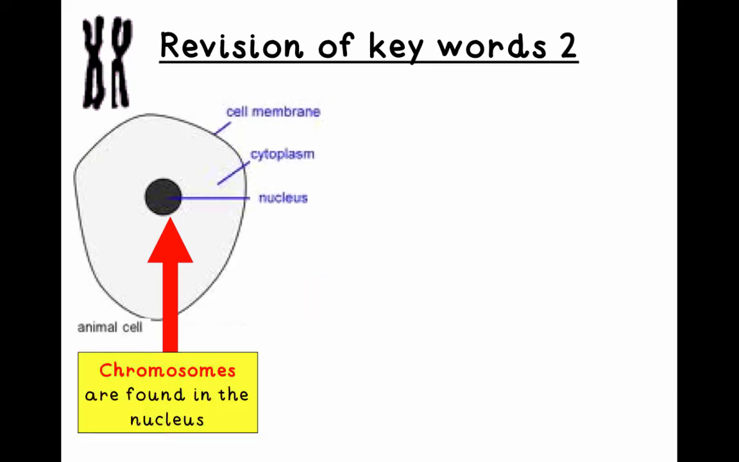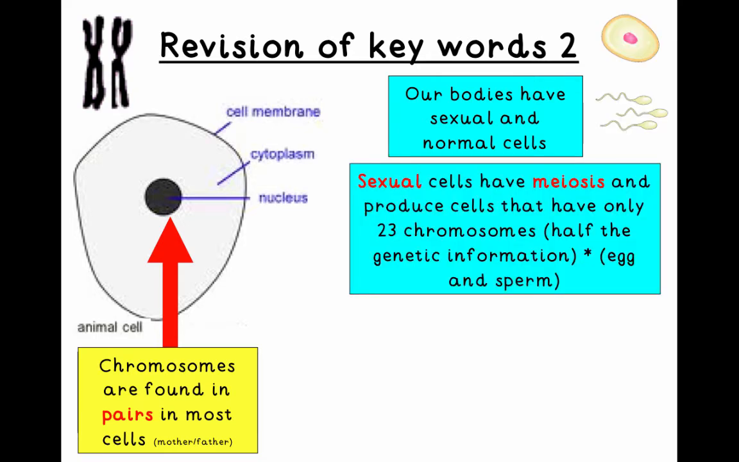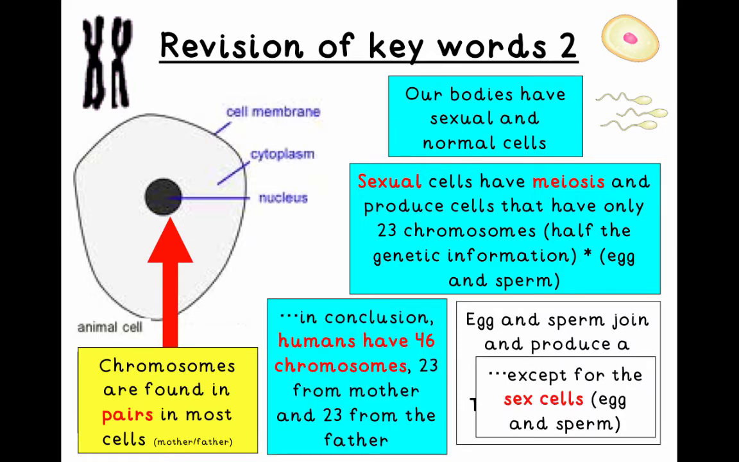The chromosomes are found in the nucleus, but remember that we have different types of cells. Our bodies have the sex cells and the normal cells, and the sex cells will have meiosis. These are the only cells that do, and they end up producing cells that have 23 chromosomes, or half the genetic information: the egg, like right here, and the sperm cell. When they join, they produce a baby cell, or another word for it is a zygote, that has 46 chromosomes. So in conclusion, we have 23 and 23, except for the sex cells.